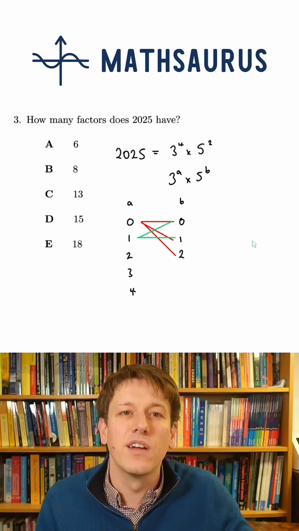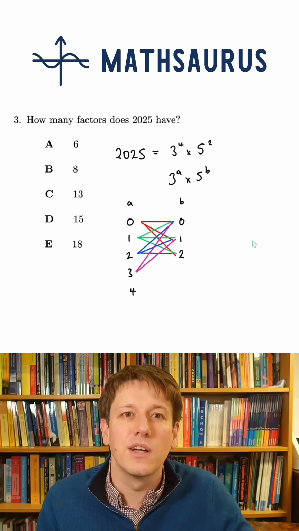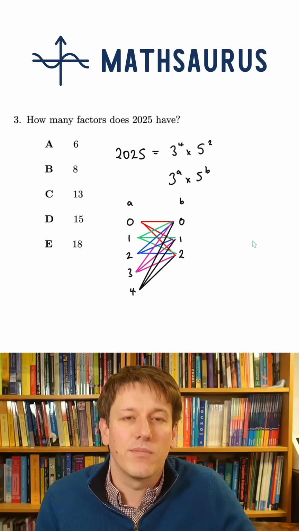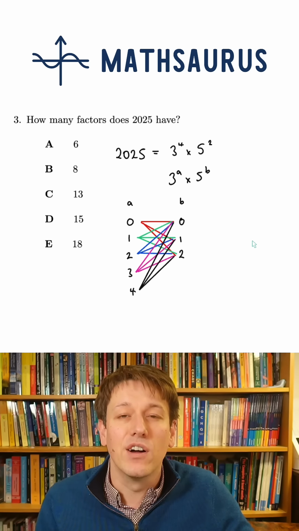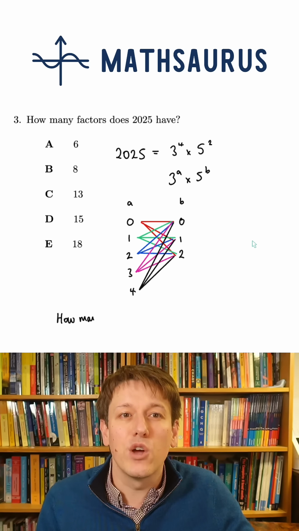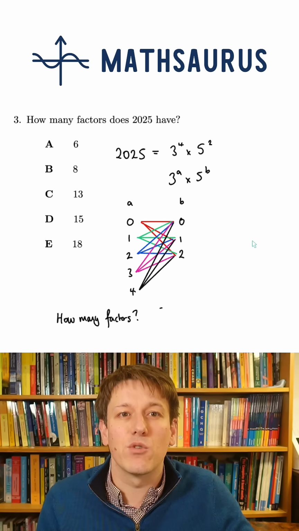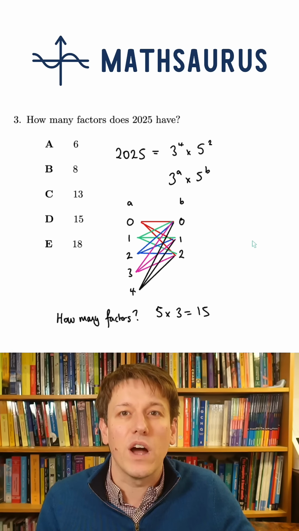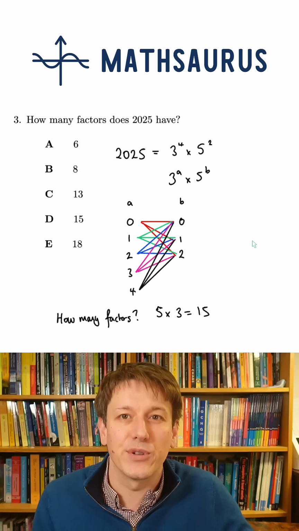I can match any of the possible values of a with any of the possible values of b, and there's going to be 3 options then for each possible value of a, and there are 5 possible values of a, so we know that the number of factors that there will be then will just be 5 times 3, which is 15, and we can work that out without actually having to write out the full list of factors.